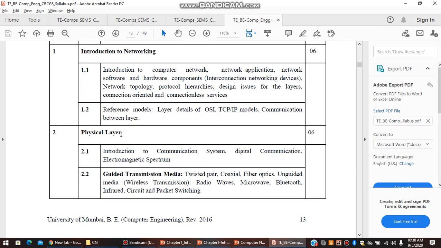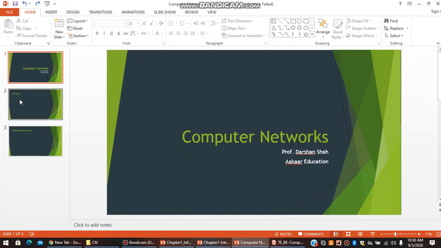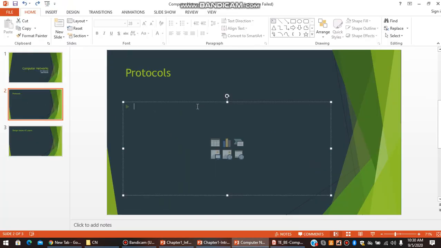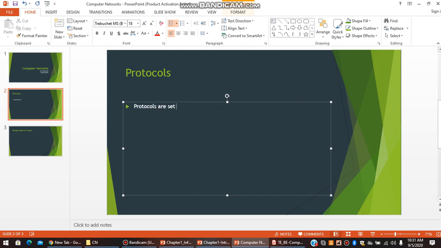So now let us understand what are protocols. So actually it is the first topic, we can say, protocols. So protocols are nothing but a set of rules. Okay. So protocols are set of rules which are followed by the devices to communicate with each other.